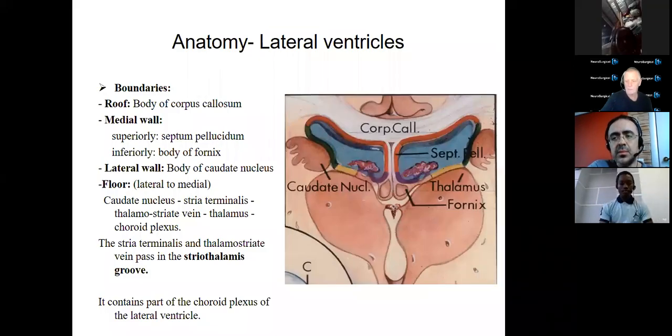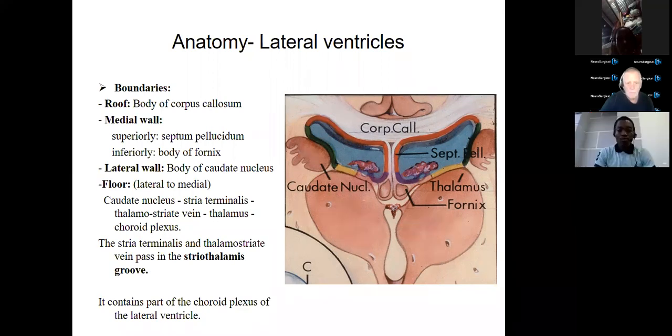So as we were saying, concerning the boundaries of the body of the lateral ventricle, we have the roof. The roof is delineated by the body of the corpus callosum. The medial wall is superiorly delineated by the septum pellucidum and inferiorly by the body of the fornix. The lateral wall is delineated by the body of the caudate nucleus, as we can see here.